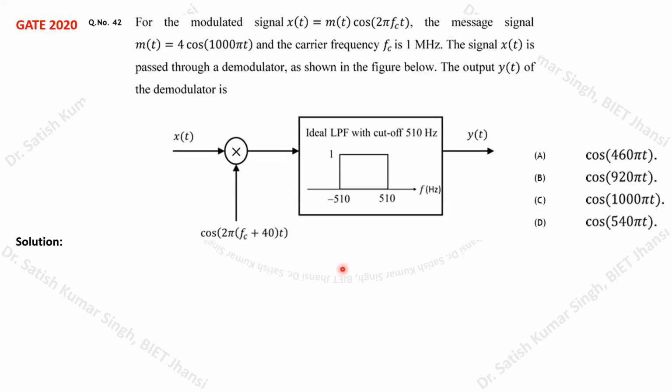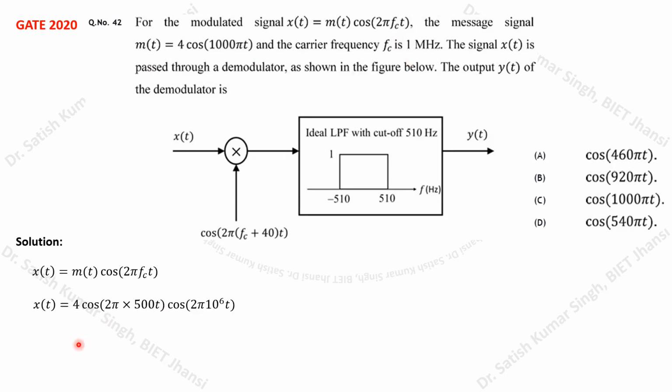Now we can see x(t) is being defined as m(t) cos 2πfct. If we substitute the value of m(t), which is given over here as 4 cos 1000πt, this can also be written as 2πfmt, where fm will be equal to 500 hertz, and the carrier fc is given as 1 megahertz. It means it is 10 to the power 6 hertz. So you can substitute this value here.